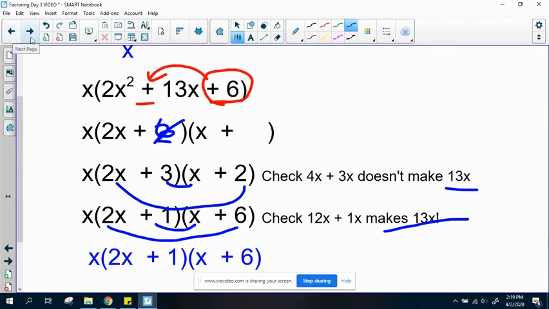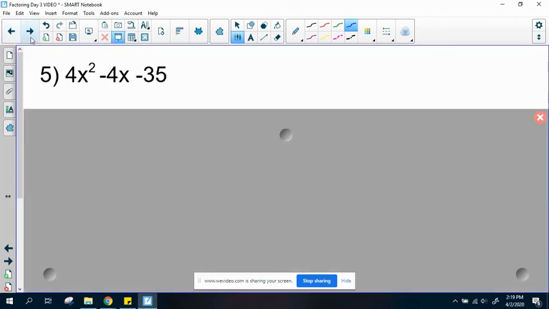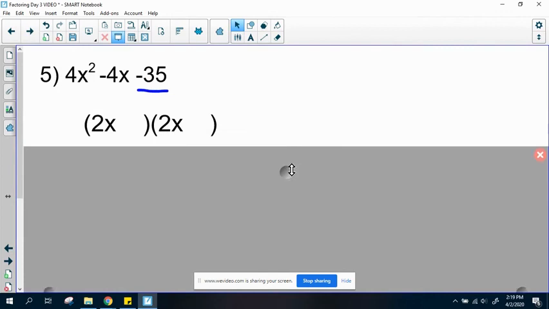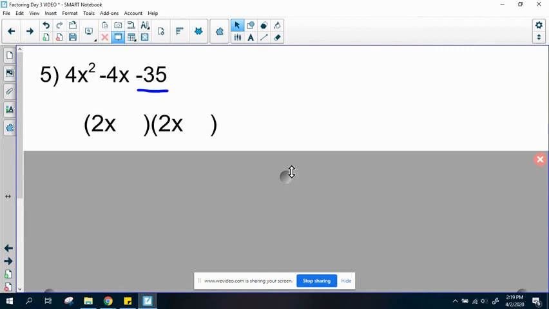All right, last one. 4, 4, and negative 5. Notice this is negative, so we have one of each, okay? How can I get 4? Well, I'm going to try 2 and 2. That's the natural way to do it.